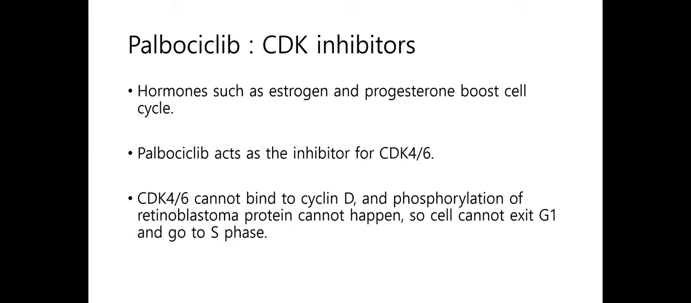Palbociclib is aimed at the hormone receptor pathway, but it is not directly effective on hormone receptors; it works indirectly. Hormones such as estrogen and progesterone boost the cell cycle, which means they make many cells go into the cell cycle and divide as much as possible. So Palbociclib acts as an inhibitor for CDK4 or 6, which is the indirect way.